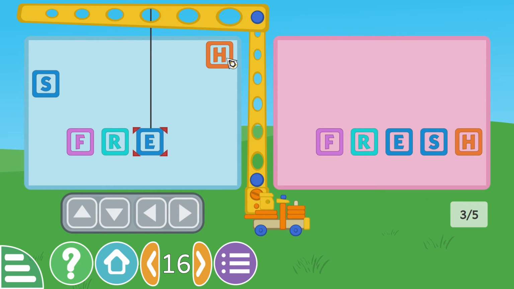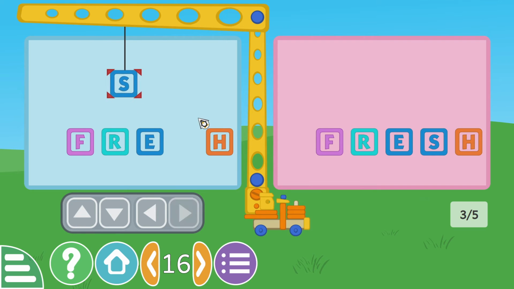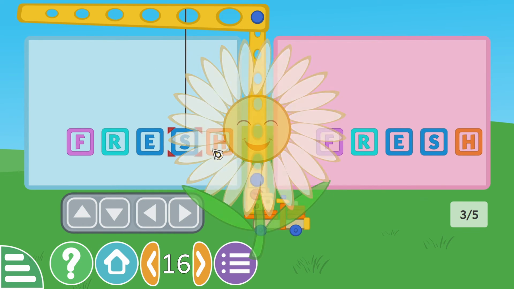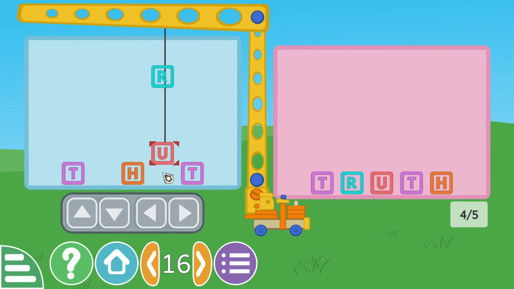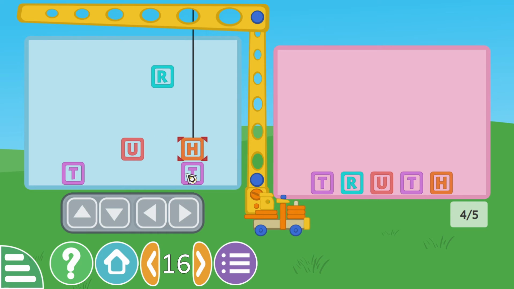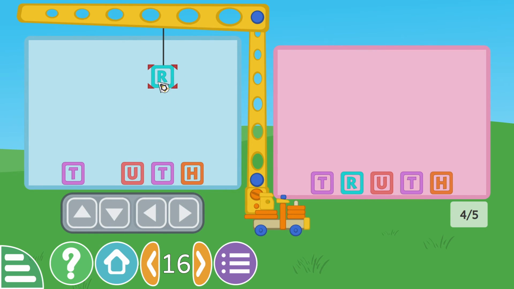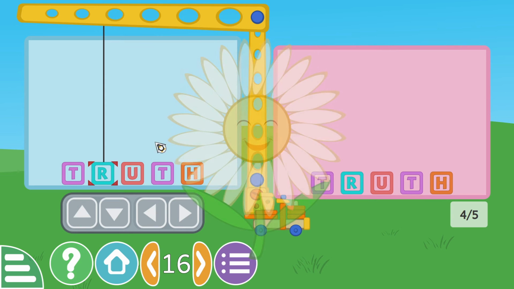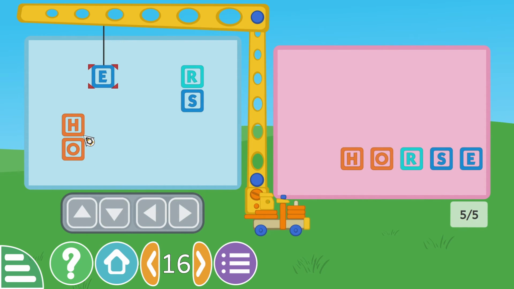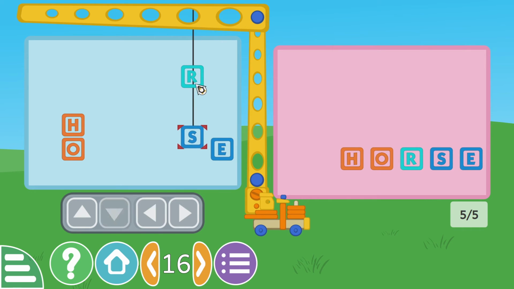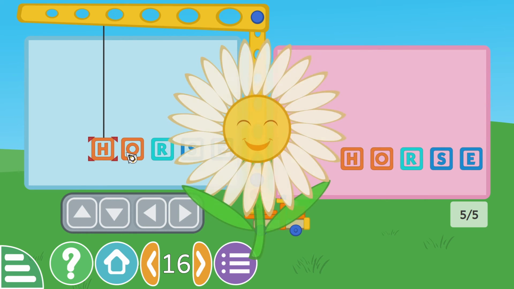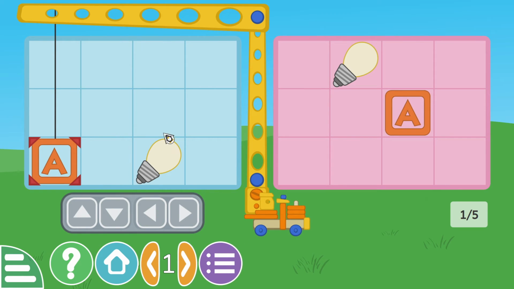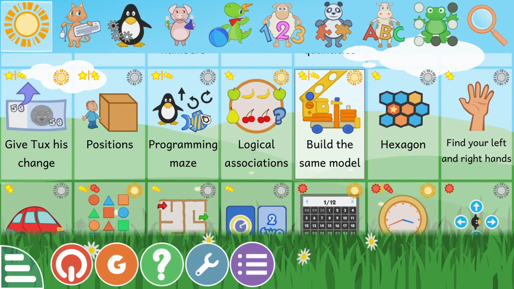Get this down at the bottom. H onto the edge on the right. Haven't quite got them lined up, but we'll get there. And horse, I'll start from the right hand side and work my way across to make sure I get them all lined up this time. And we're back to the beginning. So I'll come out of this exercise.